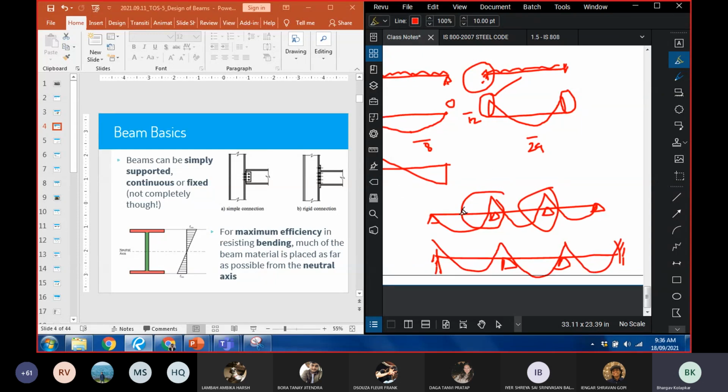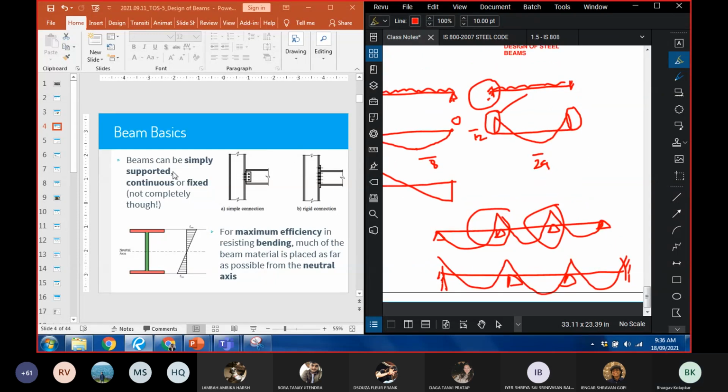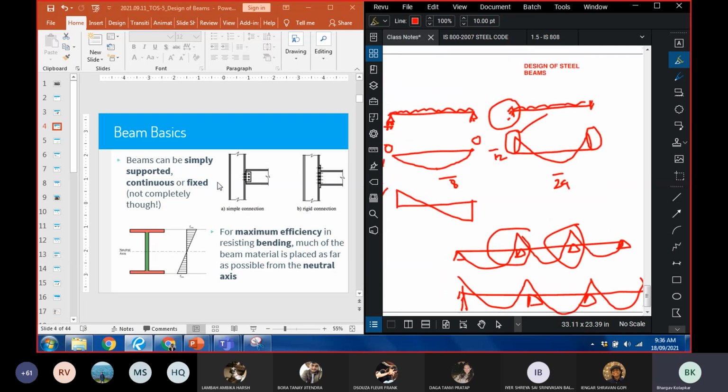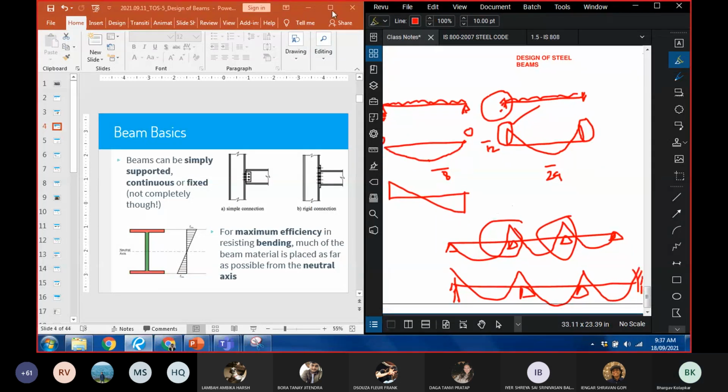That's not really the center of our discussion right now. So we should be just understanding what it means to have a simple support, which is connecting only the web to the support. What is a fixed support? Connecting the web and the flange to the support. And continuous is when the beam spans over more than two supports.